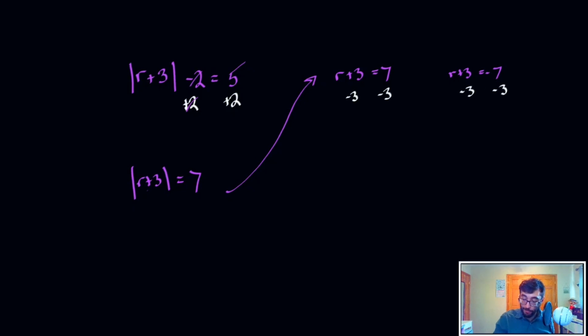All I got to do is subtract 3 from each side. That's going to get me r is equal to 4. So r is equal to negative 10. Okay, got r is equal to 4 and r is equal to negative 10. And step 4 would be to double check your answers, which I'm going to leave you to do on your own, but I assure you that both of these problems do work.